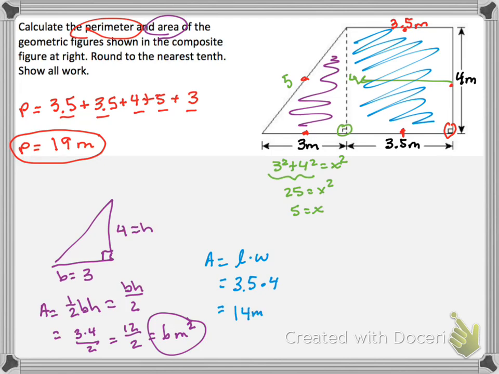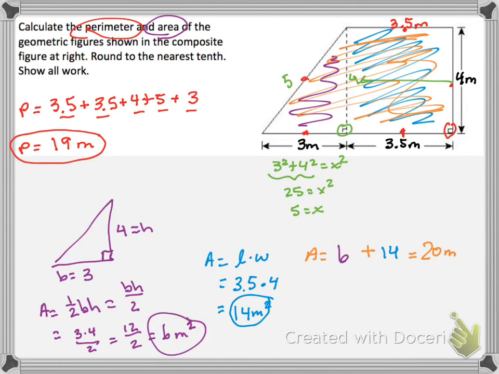So 14 meters squared. So the area of the total shape right here is going to be, I'm going to add those two pieces together. So I have a 6 here, and I have a 14 here, and altogether I have 20 meters squared.